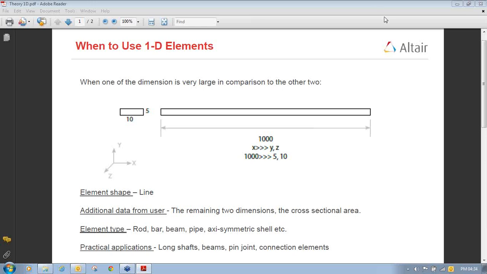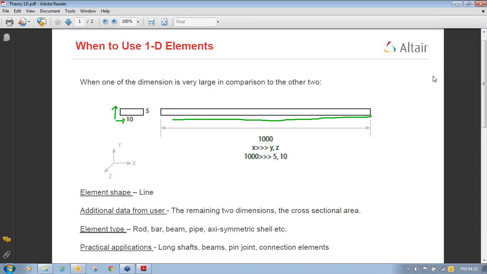As you can see in this example, the length of the shaft is around 1000 mm, and the other two dimensions, that is the cross sectional area, is 5 and 10 mm, which is very small as compared to its length. So in that case, when one dimension is very large as compared to the other two, you can use 1D elements. Now the element shape which is used in 1D element is line.